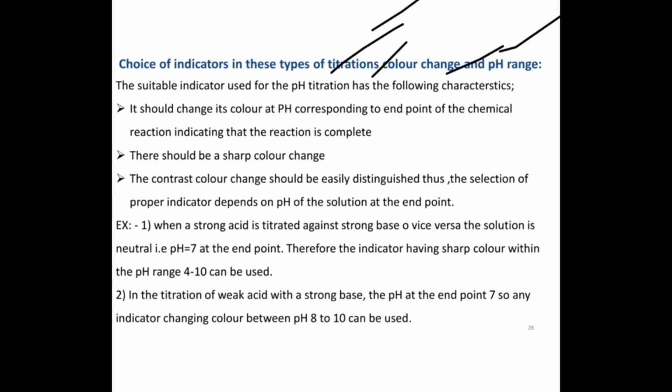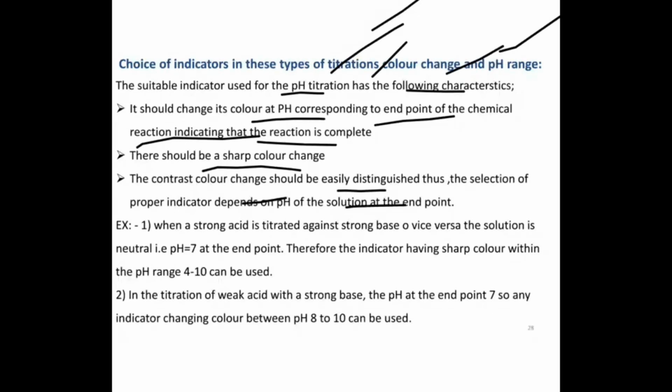The suitable indicator for a pH titration has to follow these characteristics. The color should correspond to the pH at the endpoint of the chemical reaction, indicating the reaction is completed. There should be a sharp color change at the end point of the reaction, meaning the indicator color should change suddenly, and the contrast color change should be easily distinguished. This depends on the pH of the solution at the end point.